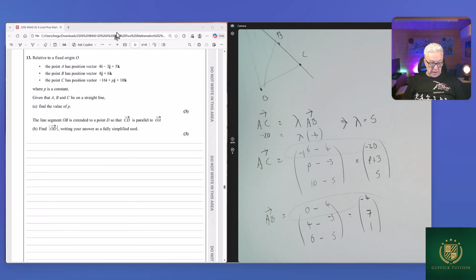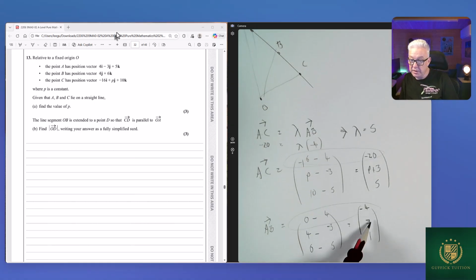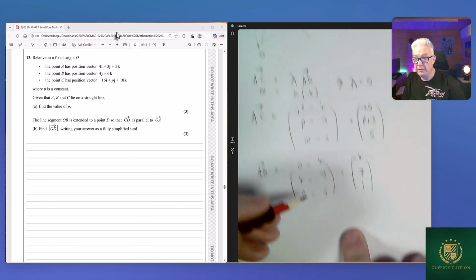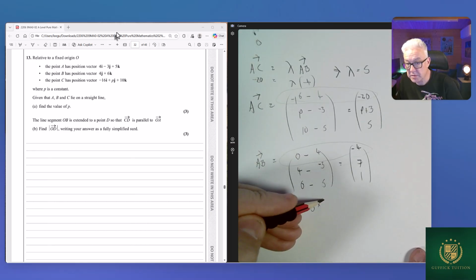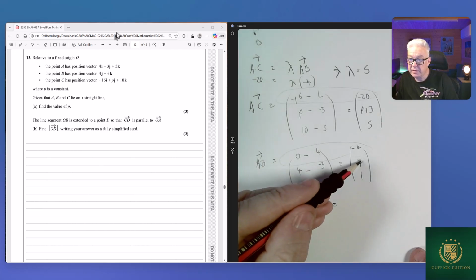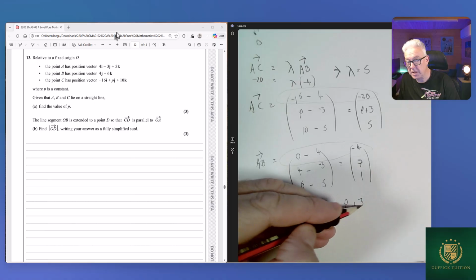So now that we know that lambda is equal to 5, we can use that to work out what our value of p is. Because if we've got to do 5 times A to B to get to A to C, then looking at this line here, we're going to need to do 5 times by 7. So 5 times 7 is going to equal p add 3.